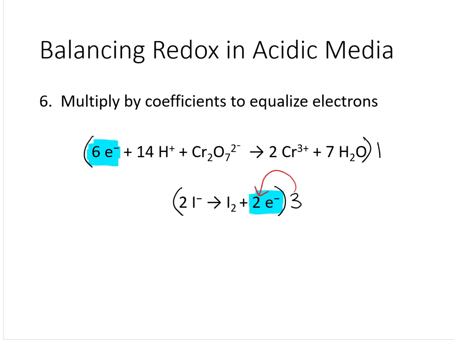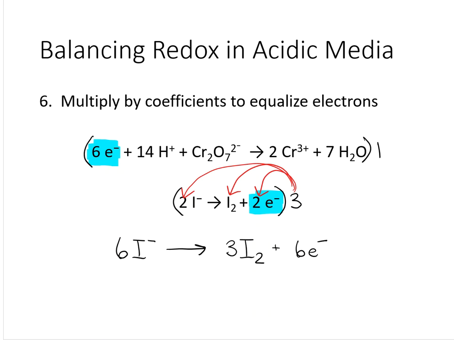The whole point that we're trying to get to is the electrons that go in the reactants match the electrons that come out. We're trying to sort of create the cycle. So I'm going to multiply my bottom half reaction by this coefficient of 3. And that means that everything gets multiplied by that coefficient of 3. So my second half reaction becomes 6 iodides reacts to form 3 iodine plus 6 electrons.